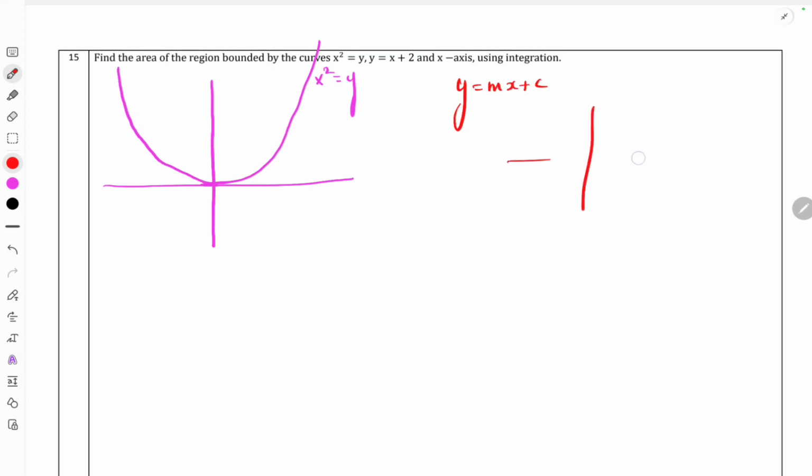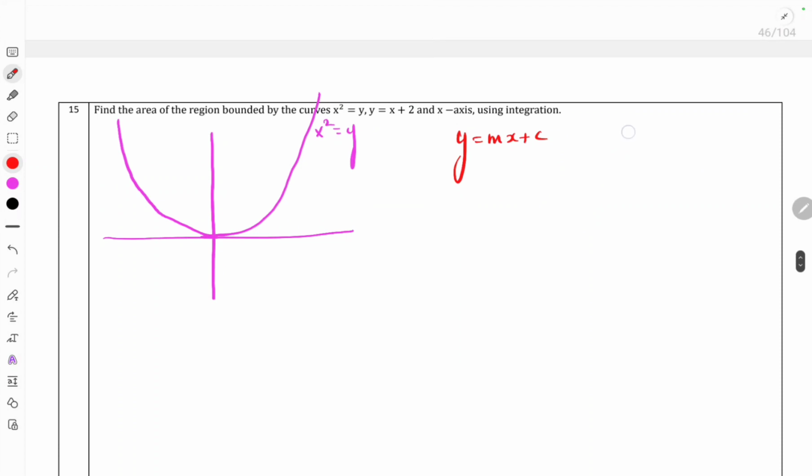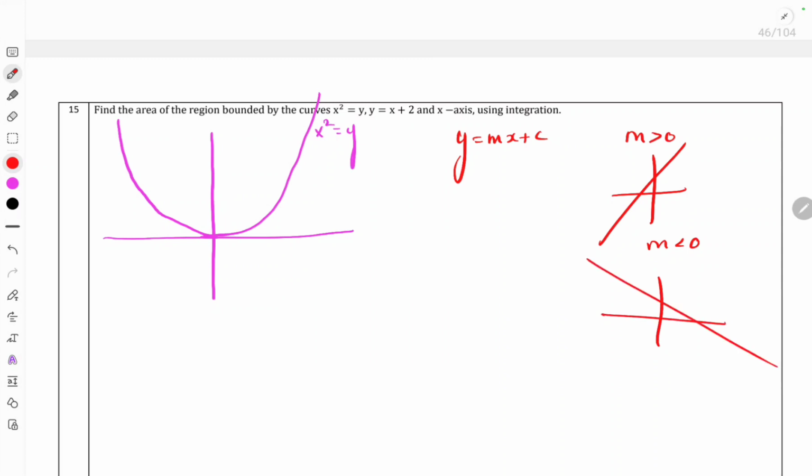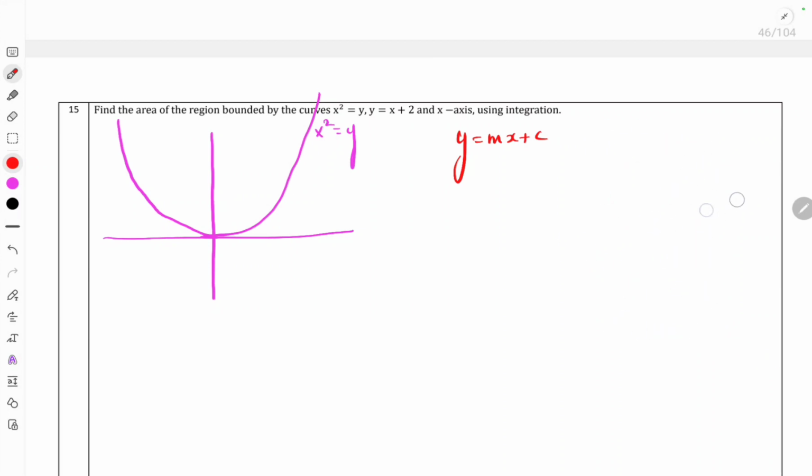If the slope is positive 1, the graph will be like this. If x increases, y also increases. So m greater than 0 means the graph will be like this. M less than 0 means the graph will be like this. It will be an acute angle here. The line will make an acute angle from the positive direction of the x-axis. If the value of m is negative, it will make an obtuse angle from the positive direction of the x-axis.